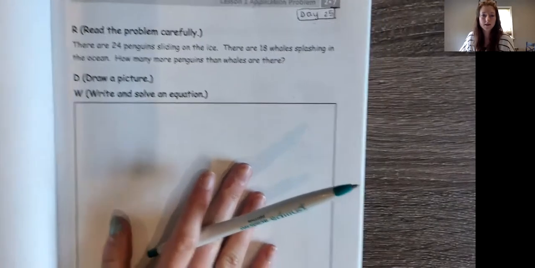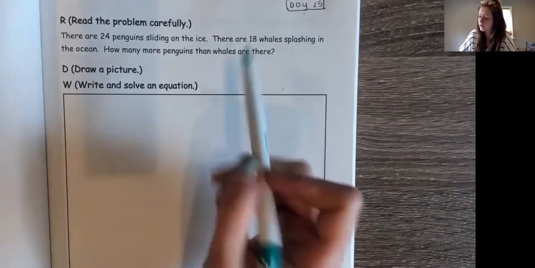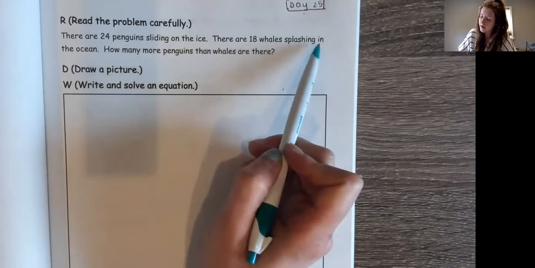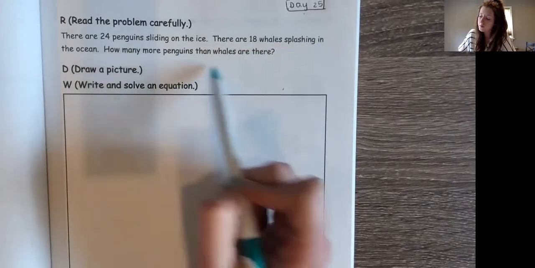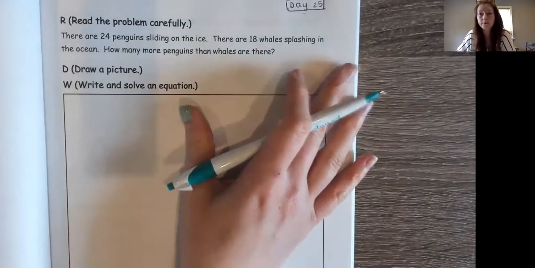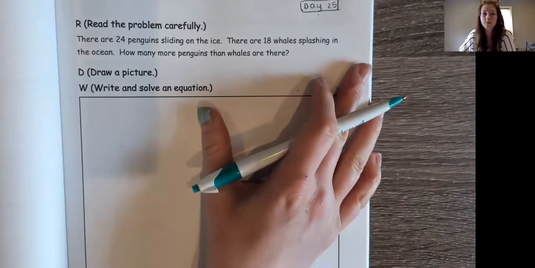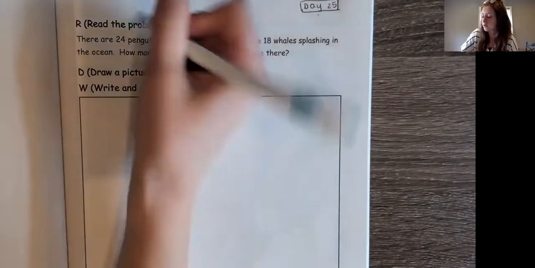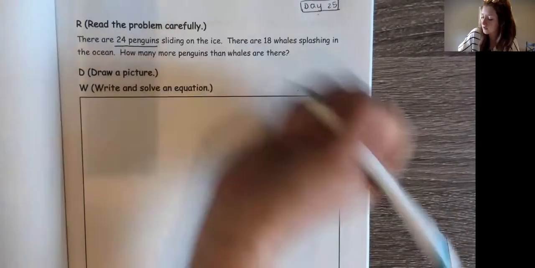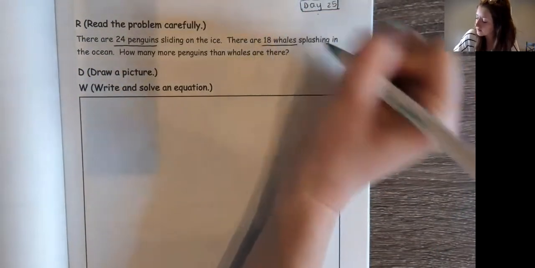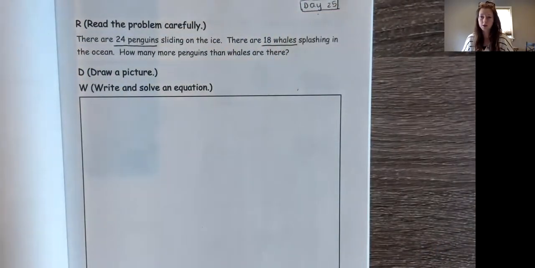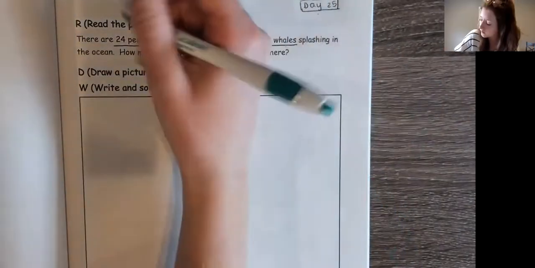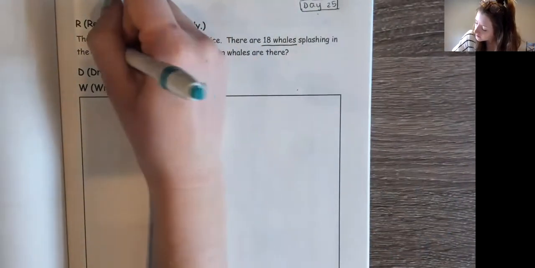The problem for today says there are 24 penguins sliding on the ice. There are 18 whales splashing in the ocean. How many more penguins than whales are there? There are a few important parts of this problem that I need to know. I know that there are 24 penguins. I also know there are 18 whales. I'm going to box off my question where it says how many more penguins than whales are there?